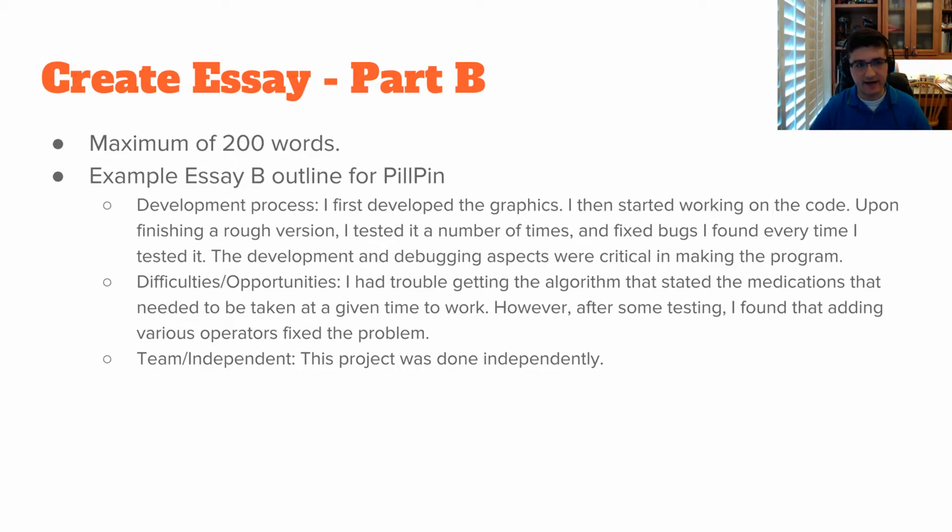I noticed how in this outline for the development process, I didn't really give two distinct points. I do apologize about that. But if I were to give two distinct points, I'd probably talk first about making the code and then about the debugging aspect, because those are basically the two major things I worked on throughout the program.